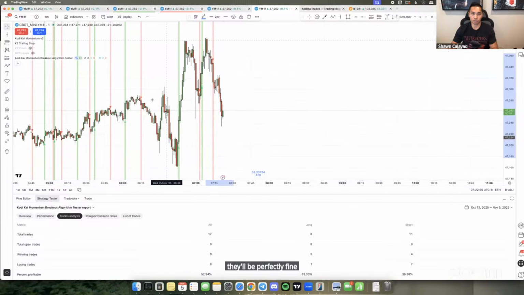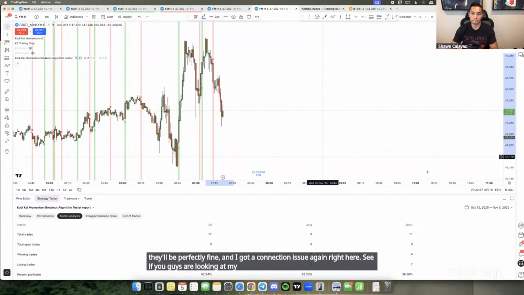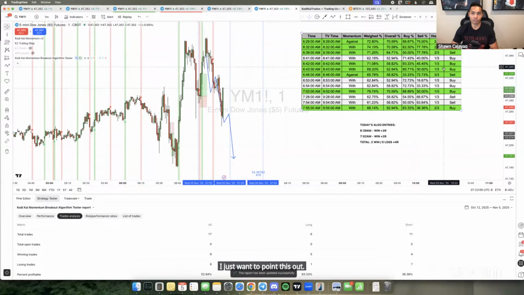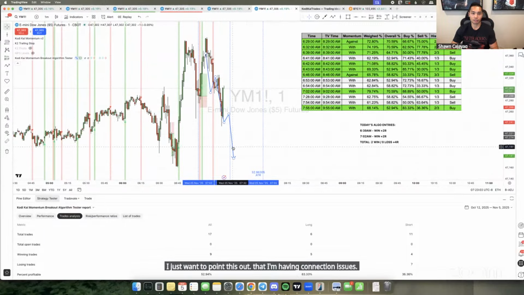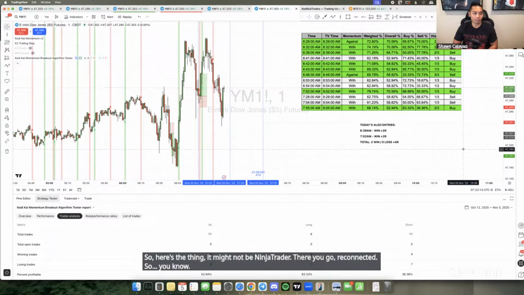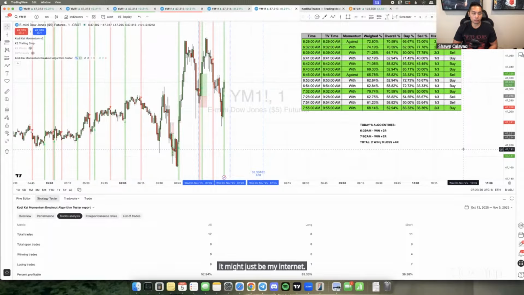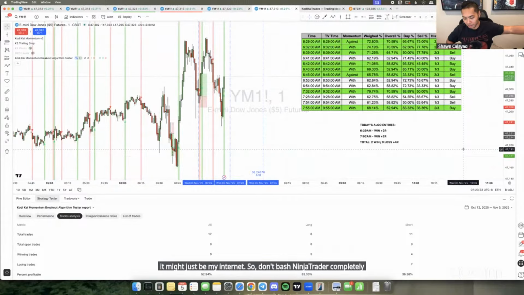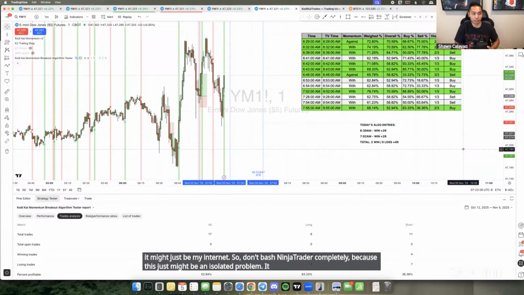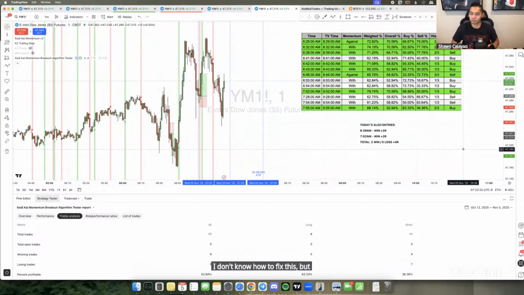And I got a connection issue again right here. If you guys are looking at my TradingView right now, I just want to point out that I'm having connection issues, and I'm already expecting my NinjaTrader to give me an error again. So here's the thing, it might not be NinjaTrader. There you go, reconnected. The problem might not be NinjaTrader. It might just be my internet. So don't bash NinjaTrader completely, because this just might be an isolated problem. It might just be my internet connection for some reason. I don't know how to fix this, but I'll point it out if it ever happens again.